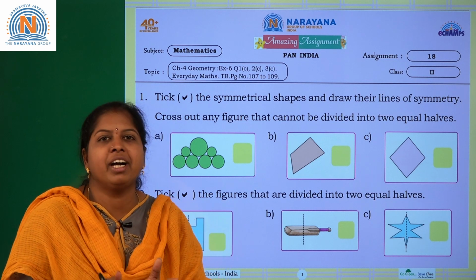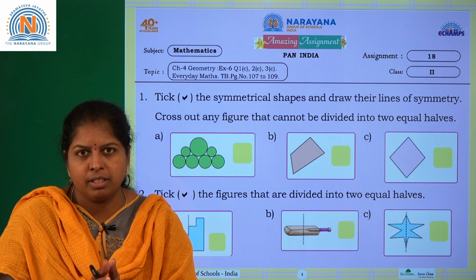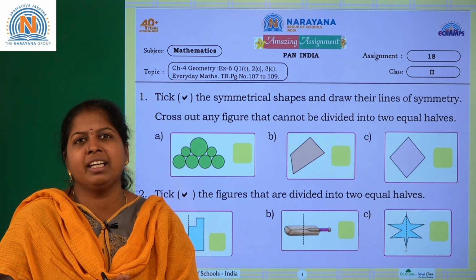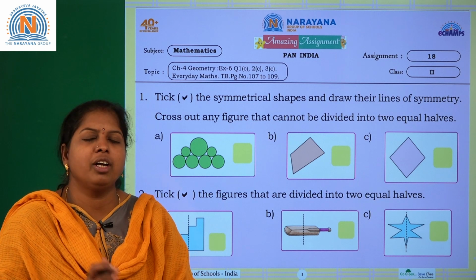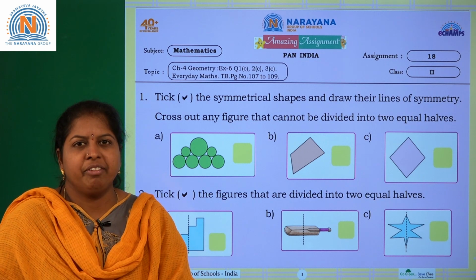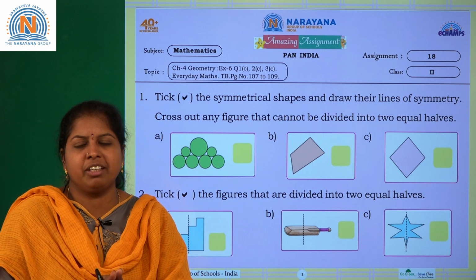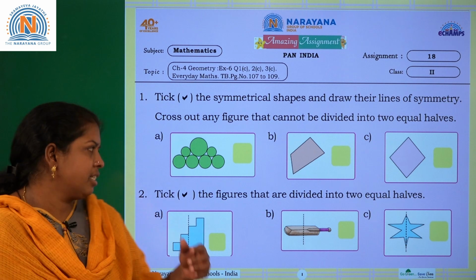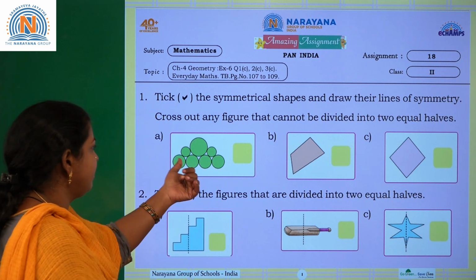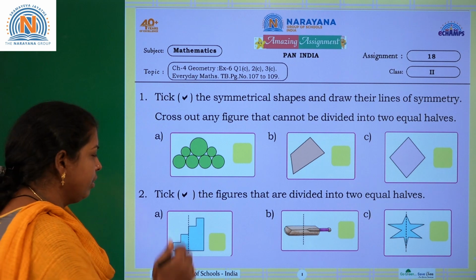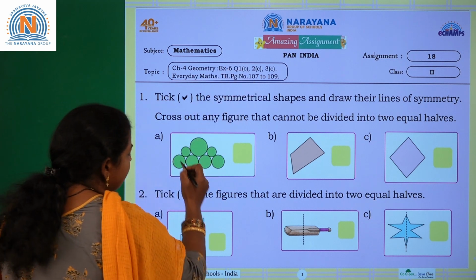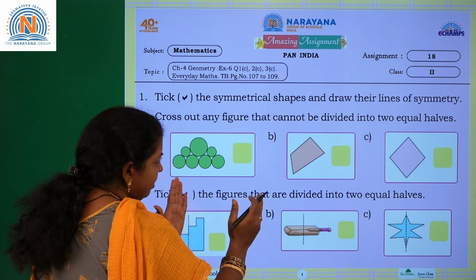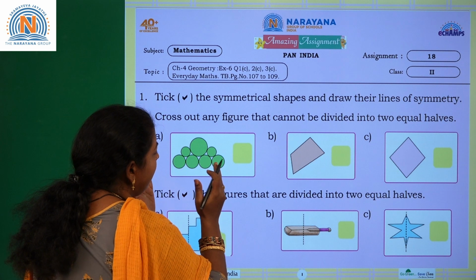If you are able to divide a figure into two equal halves by using a line of symmetry, then that figure is known as a symmetrical figure. If you are not able to divide a figure into exactly two equal halves, then that figure is not symmetrical. Okay, let us look at the given figures. First one is this, there are circles, right? If you divide this figure anywhere, then you have to get two equal halves.